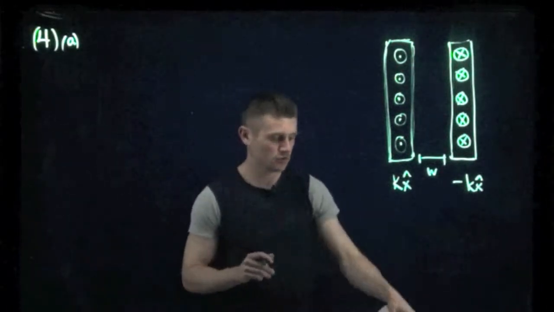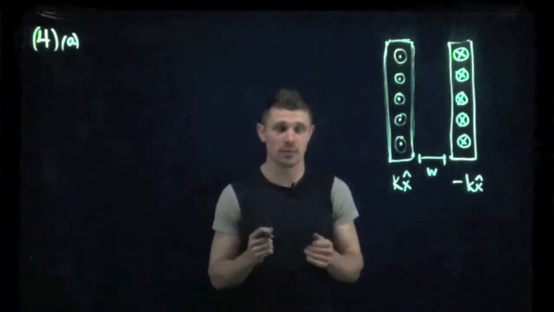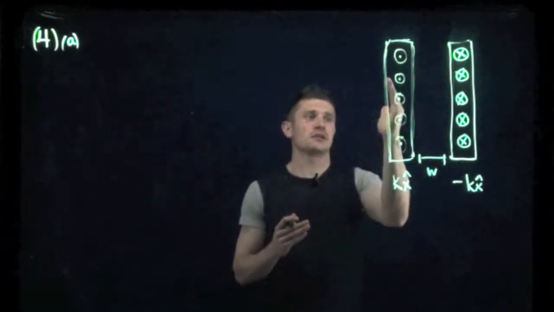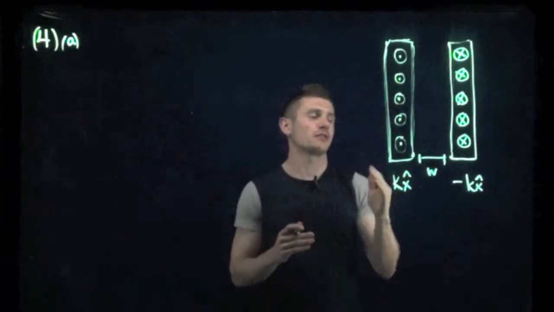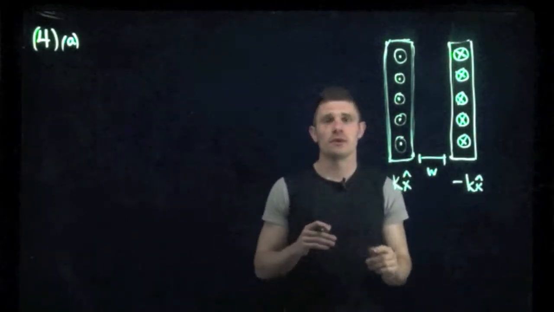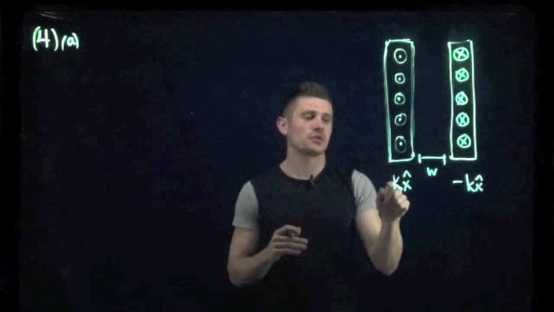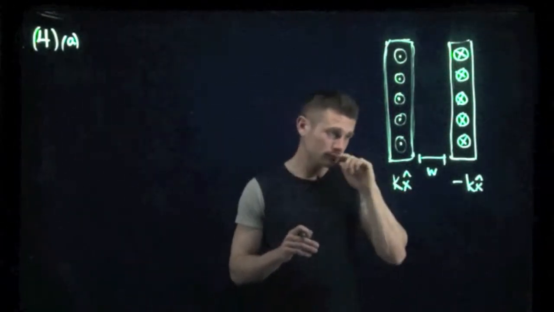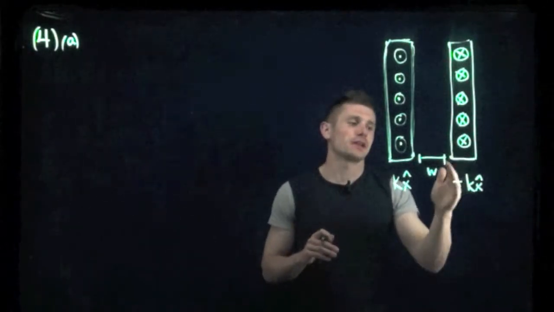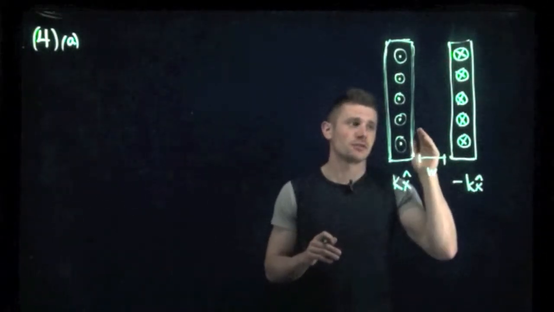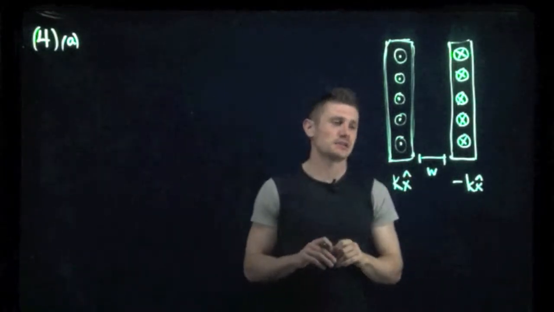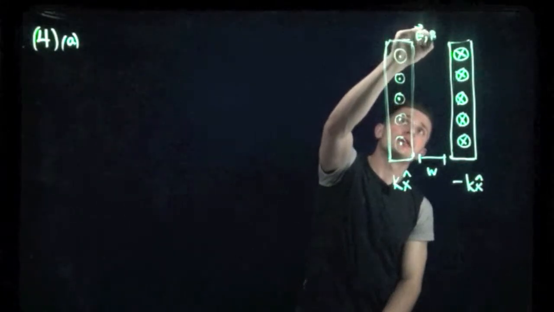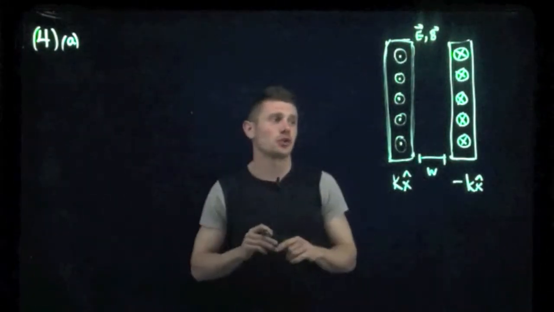So just to look at the diagram quickly and understand the setup of this problem, again we have our two infinite sheets of current, extending into and out of the board. On the left one we have a current with magnitude Kx hat, and we've defined x hat as out of the board. On the right one we have negative Kx hat, where the direction of the current is into the board, separated by a distance W. We want to find the E and B in between the two current sheets.